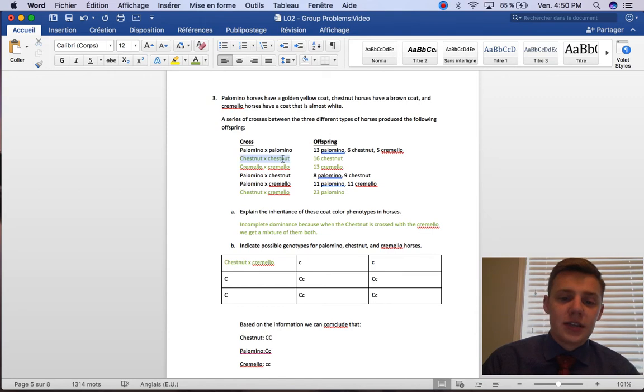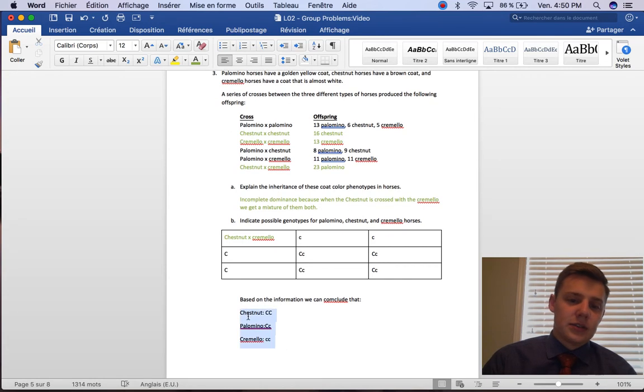And we know that from a chestnut, we get just chestnuts. We get a cremello and a cremello, we just get cremello. However, with a chestnut and a cremello, we get 23 or 100% palomino. And so from this, we can conclude that it's an incomplete dominance. And that's just the definition of incomplete dominance, is that it's just kind of a mixture of both of them. And so we can kind of conclude from this would be our answer as well, that a chestnut is homozygous dominant, a palomino is heterozygous, and a cremello is homozygous recessive.